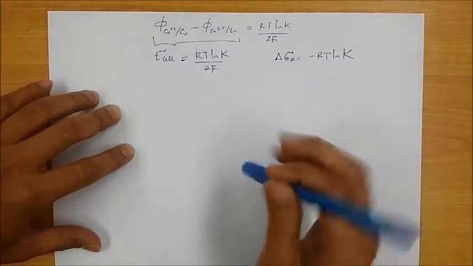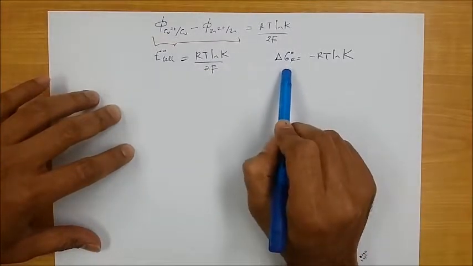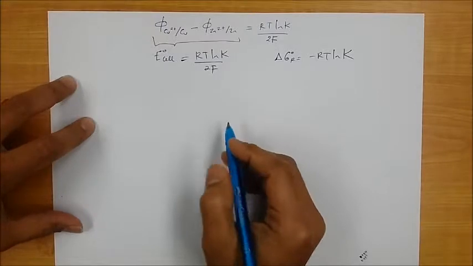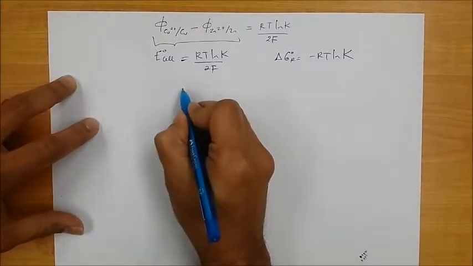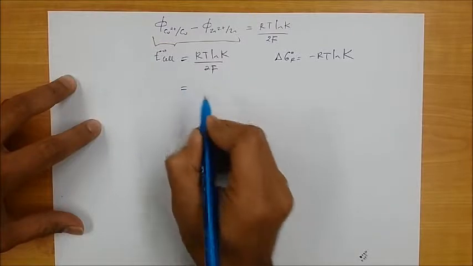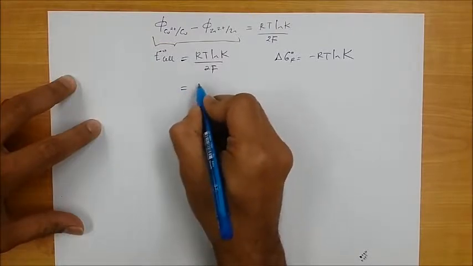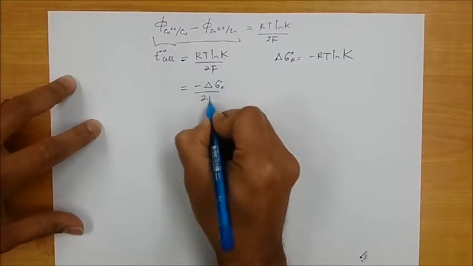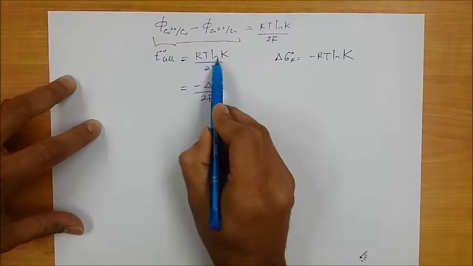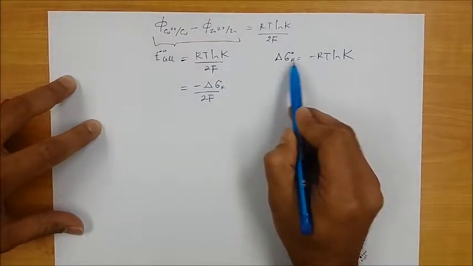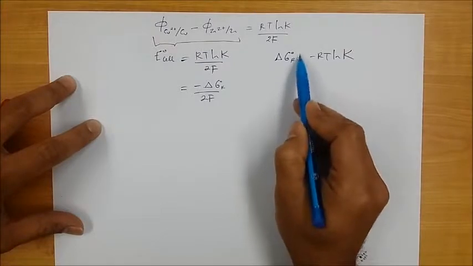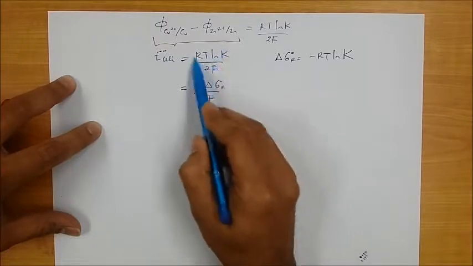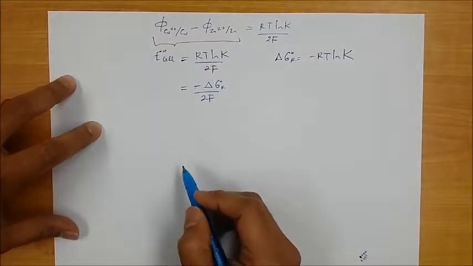Now you've learned in previous courses that delta G naught R of the reaction is equal to minus RT ln K, right? So minus RT ln K, I can now rewrite this as minus delta G R naught over 2F, because minus RT ln K is delta G naught R. I just add the minus, the delta G, so I have this term similar to this term, right?